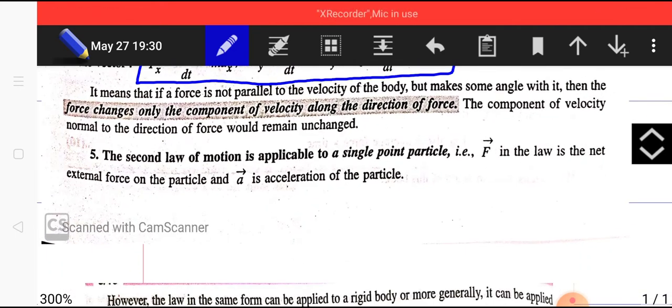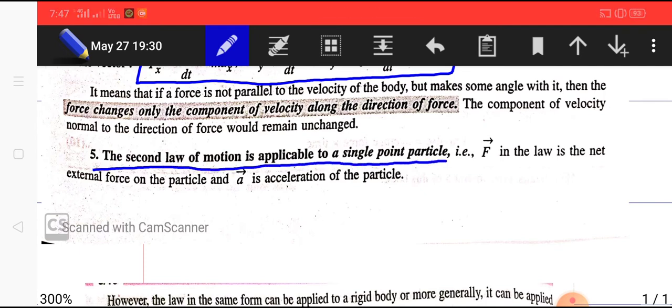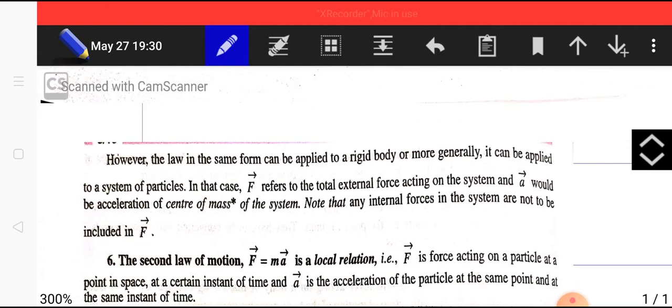Second law of motion is applicable to a single point particle. जब हम पॉइंट मास कंसीडर करेंगे पार्टिकल को, तो जिस पॉइंट पे फोर्स लगा है उसी पॉइंट का हम एक्सेलरेशन कंसीडर करेंगे. एक्सटेंडेड बॉडीज के लिए हम इसकी एप्लीकेशन अभी नहीं पढ़ेंगे.